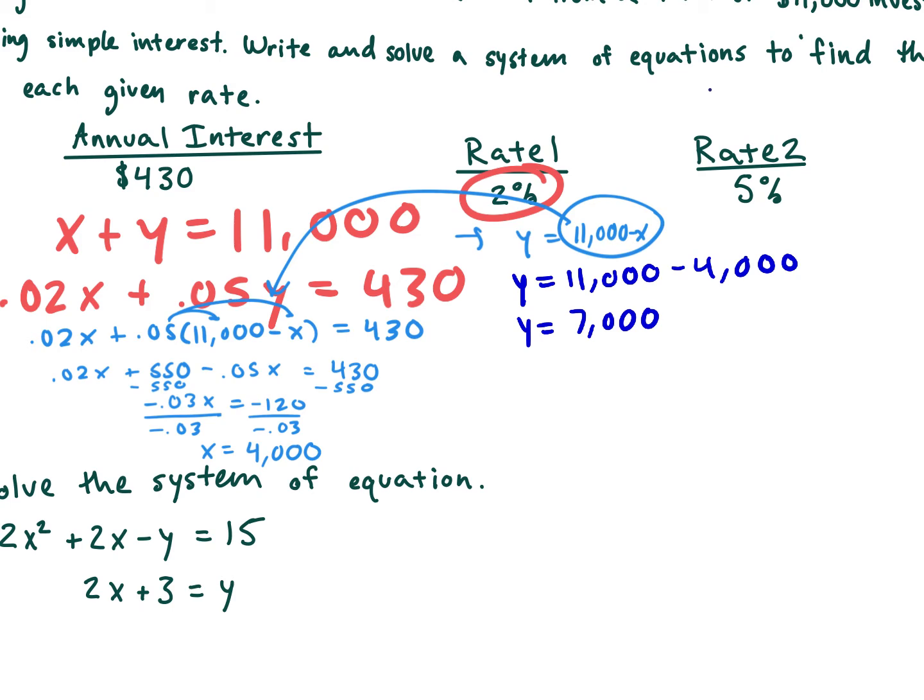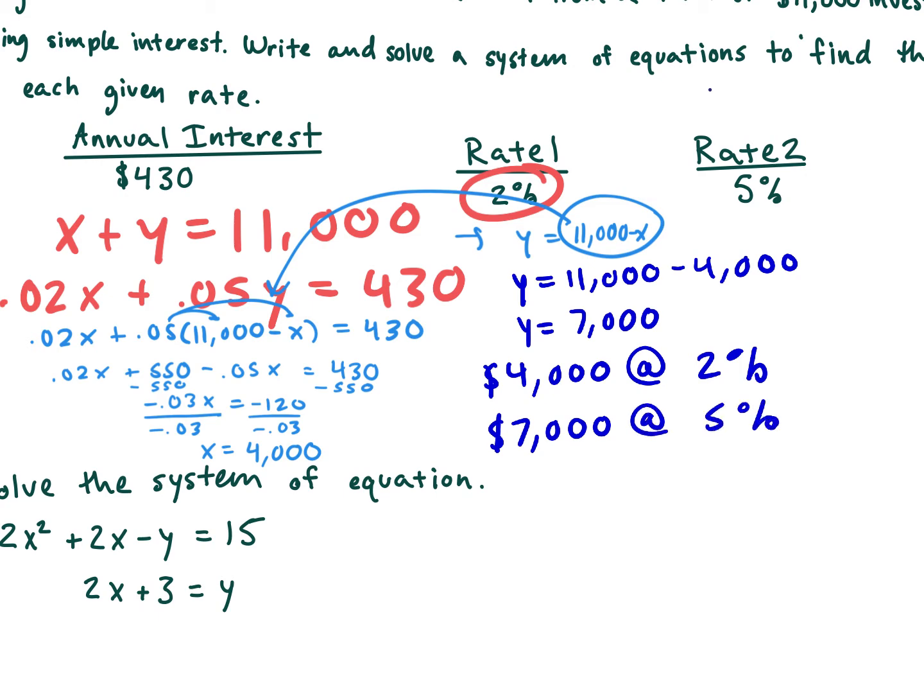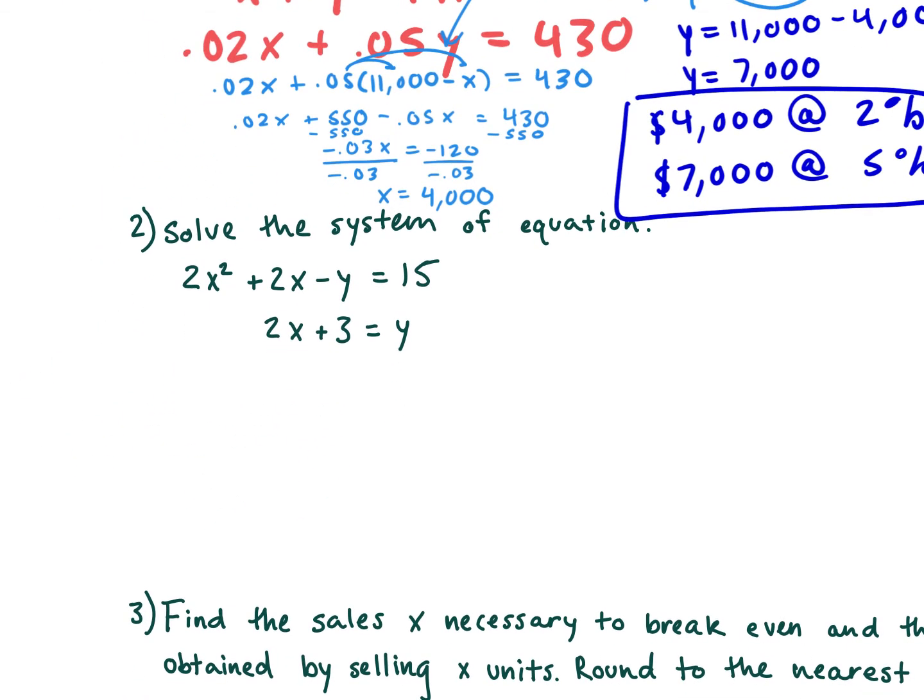So how would you write this? We would write the answer that $4,000 was invested at 2%, and $7,000 at 5%, because y was 7,000. So y is 7,000 at 5%. Like this. All right, next one.